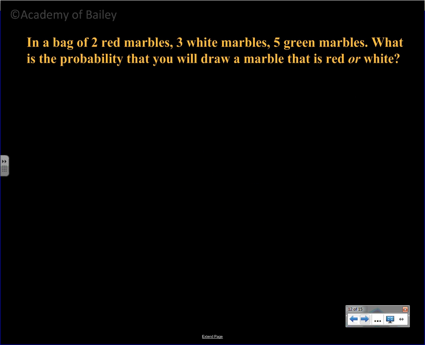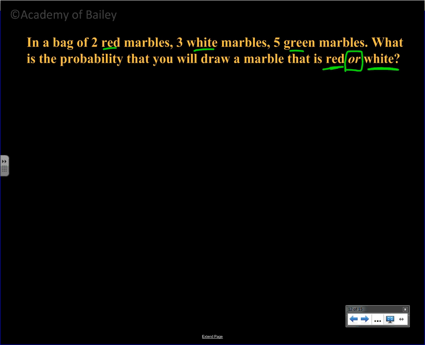Let's look at this next example. You have a bag of 2 red marbles, 3 white marbles, 5 green marbles. What is the probability that you will draw a marble that is red or white? And that's the key word, or. So that's going to be either mutually exclusive or overlapping events. So you need to determine which one. Can you have a red marble that is also a white marble? And if we look, it doesn't look that way because we only have red, white, and green. Those are the only 3 types of marbles in the bag.